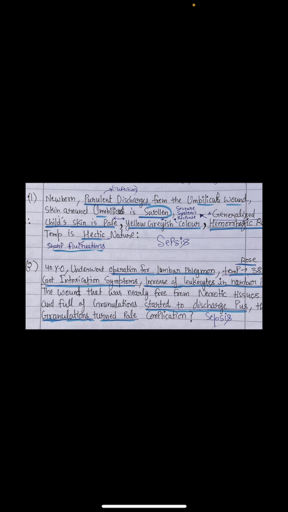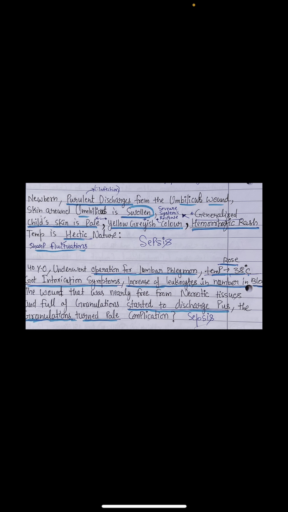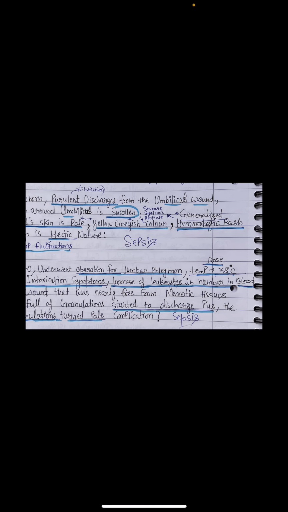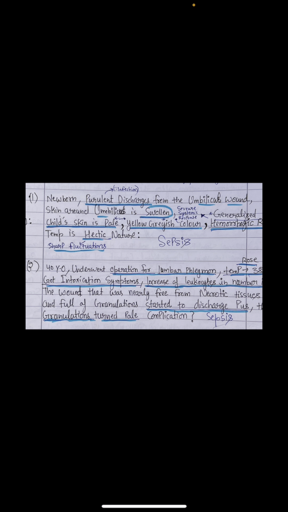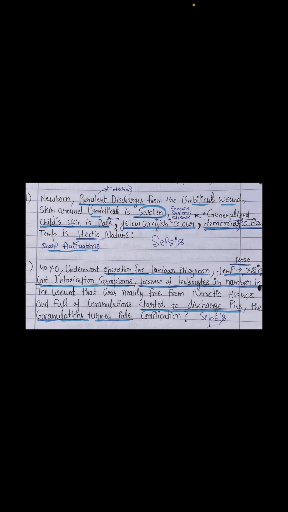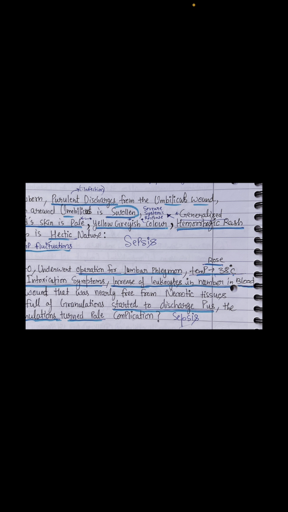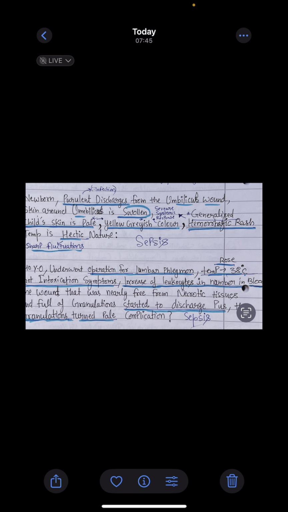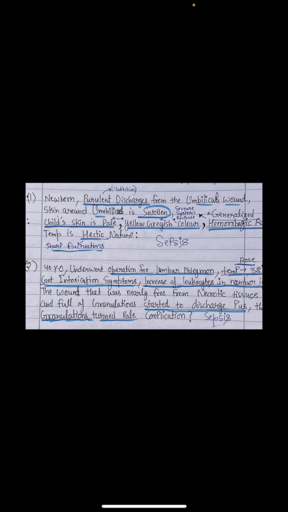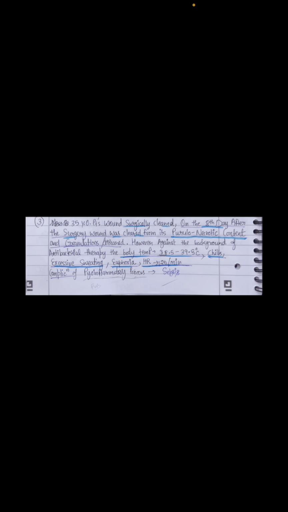A patient went for a lumbar phlegmon operation, having fever. The temperature rose up to 38. Phlegmon is a kind of infection, most common in the lumbar area. After this operation, the patient got intoxication syndrome, increased leukocytosis, started to discharge pus, and granulation turned pale. So what complication had occurred? Phlegmon was an infection, and this has occurred, so it is sepsis.